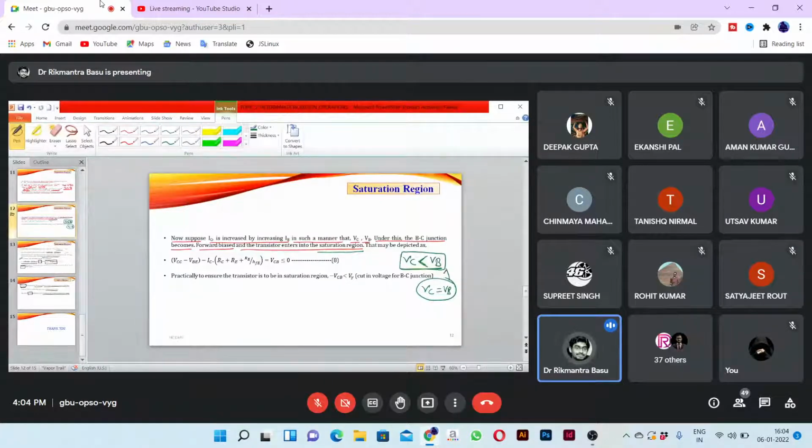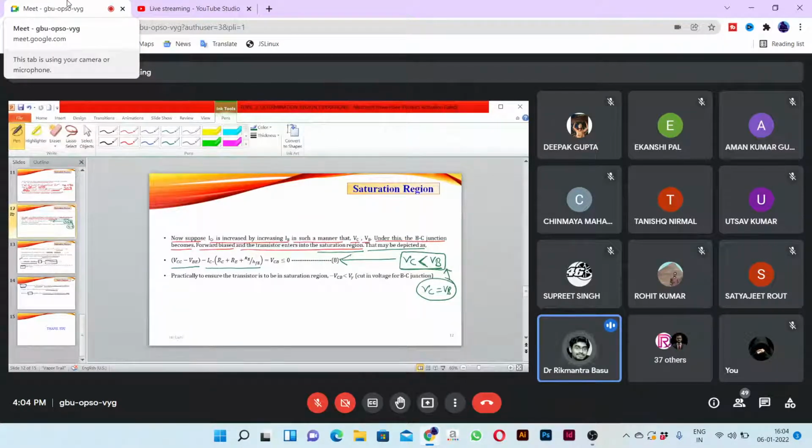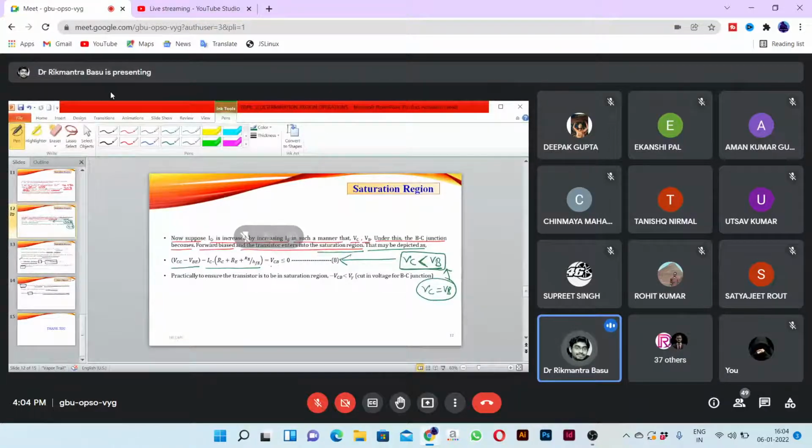But as soon as VC becomes less than VB, your base collector junction becomes forward biased, and correspondingly it enters into the saturation region. And that condition of VCB is given from equations 5, 6, and 7 only. That is VCC minus VBE minus IC into (RC plus RE plus RE by HFE), which is nothing but your VCB, is less than or equal to 0.